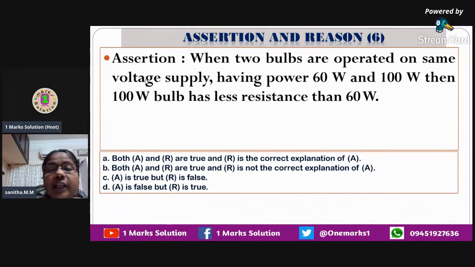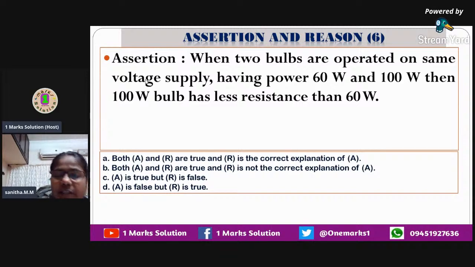Now we can go for the sixth question. When two bulbs are operated on the same voltage supply, having power 60 watt and 100 watt, then the 100 watt bulb has less resistance than the 60 watt. This already we have discussed. Power is equal to V squared by R. When power increases, resistance will be less. Here we can say the 100 watt bulb, power is more in 100 watt, isn't it? So it has less resistance than the 60 watt.